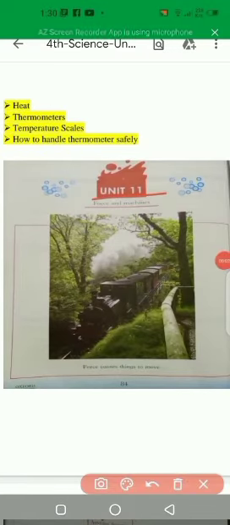Unit number 11, that is force in machines. This chapter has two parts, force and machines. What is force? A push or pull is called force. Force is required to move things. It is also required to stop moving things. For example, when we push a toy car, kick a ball, lift a heavy bag, or blow a balloon, we are either pushing or pulling.